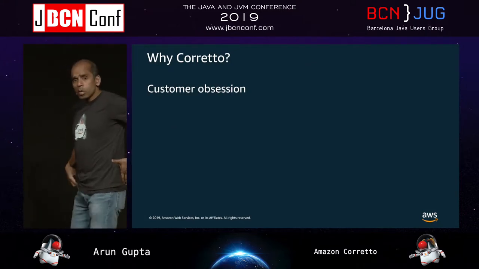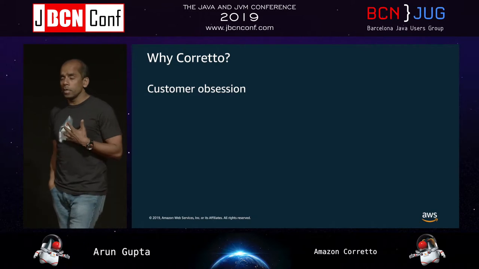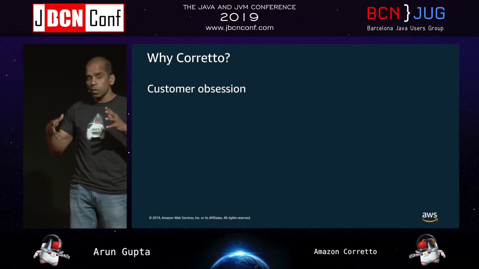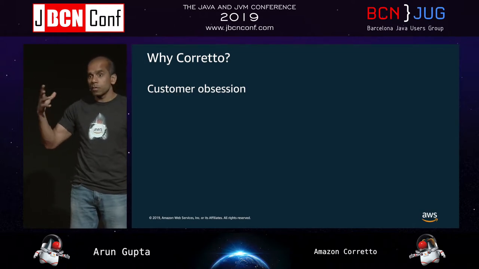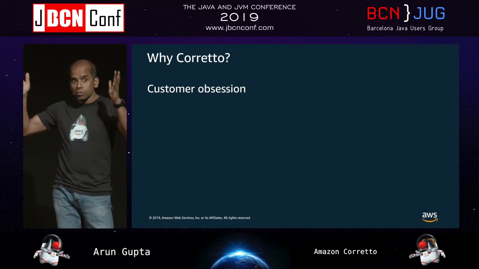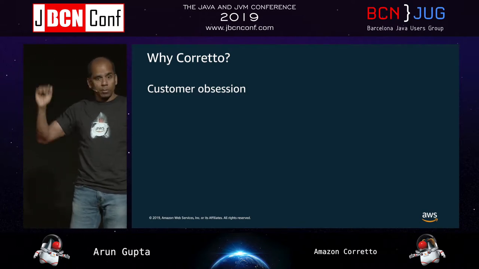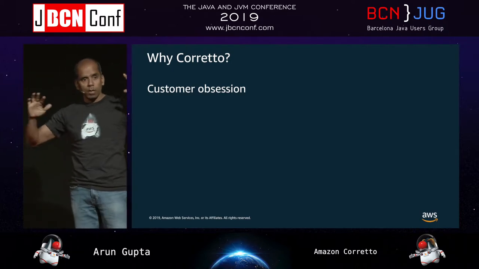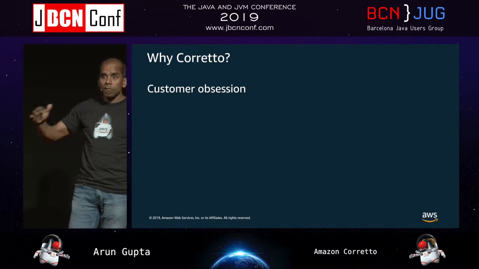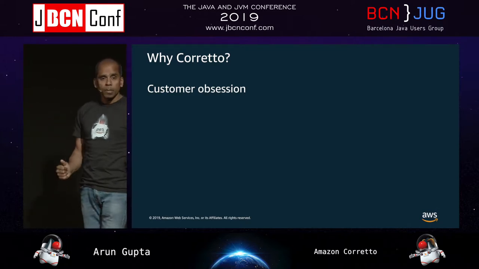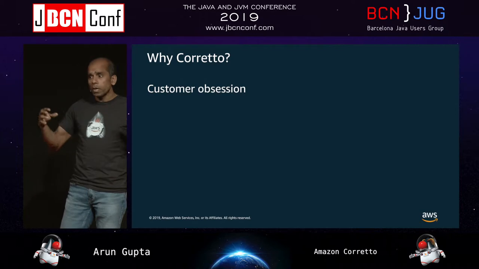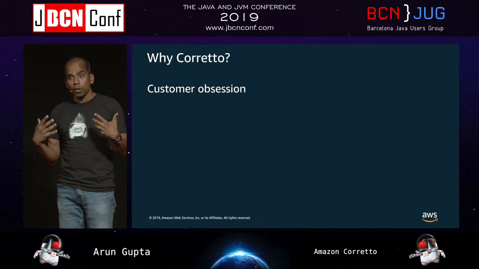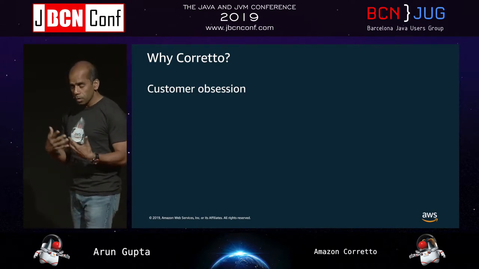So you may wonder, why Corretto? What is the need for it? Amazon is a huge Java shop. A lot of our services, we are known to have a microservices-based architecture. So anything that you see out in the front, pick a service that you care about, S3, SQS, SNS, is built as a set of lots of microservices behind the scenes. And each of those microservices is built using a particular language. So we use a lot of Java in running those microservices. That's the fundamental part of it.